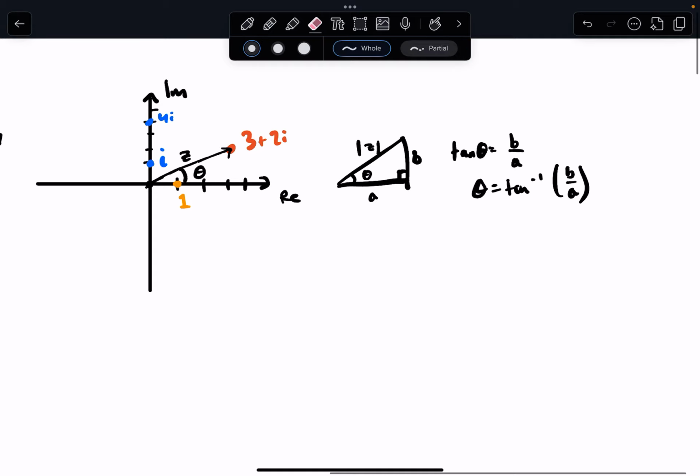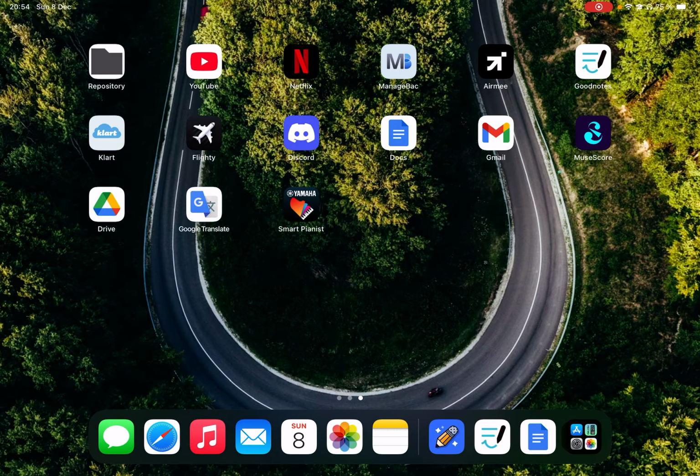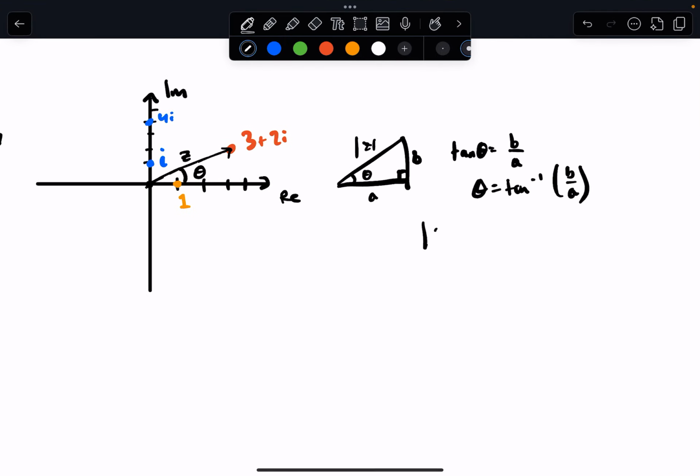Now, for this magnitude, we can just use the Pythagorean theorem. So we know that the hypotenuse squared is equal to the sum of the sides squared. So in this case, the magnitude of z squared is going to be equal to a squared plus b squared. So the magnitude of z is going to be equal to the root of a squared plus b squared.